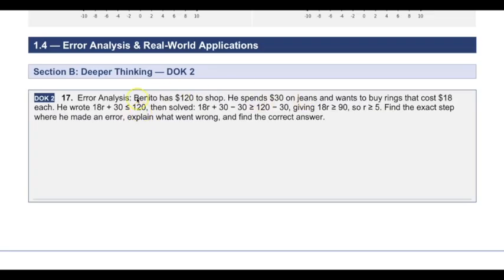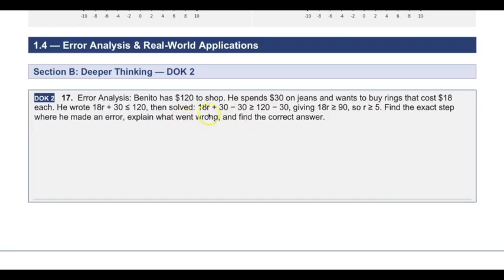He spends $30 on jeans, so that's your constant. And then each ring is $18, 18R. That's a perfect equation. And then he solved it by subtracting 30 from both sides, giving you that, which looks right. And then so R is greater than 5. Find the exact step where he made the error.